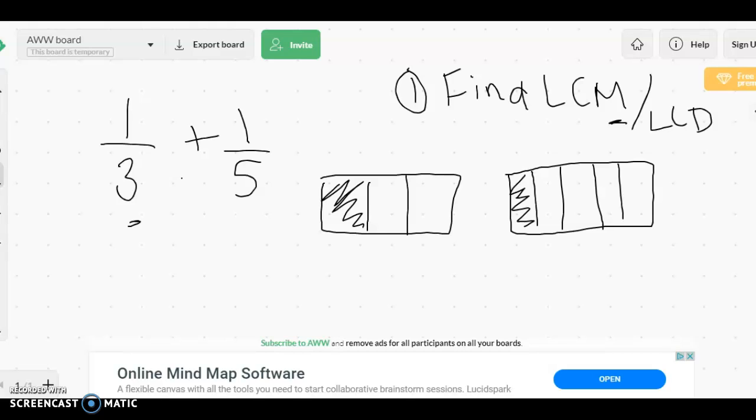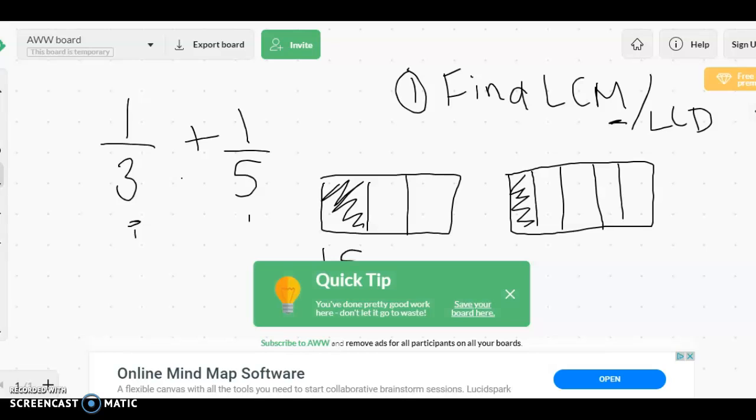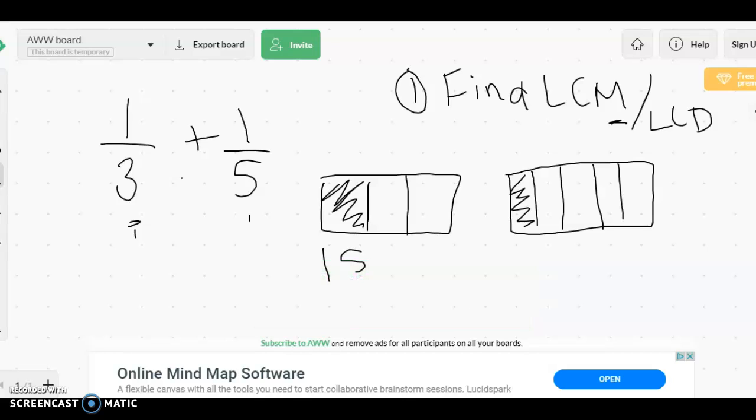So just looking at 3 and 5, is there a number you can think of that 3 and 5 can both be multiplied into? So the first number that comes up for me is 15. I know I can multiply 3 and 5 together and get 15. Is there a smaller number? Can I multiply 3 by anything else and get a smaller number that 5 can also go into?